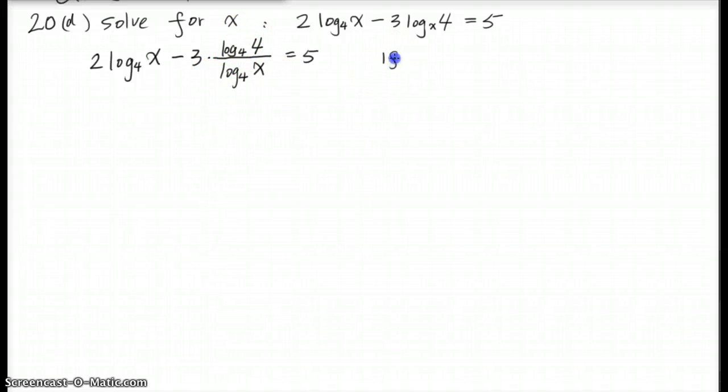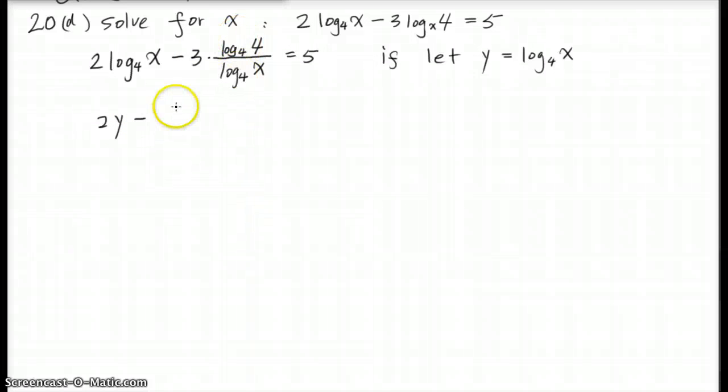And then if we want to solve for x, so we first want to find out how much log 4x is. So to make it easier for the equation, we let y equals log 4x. So then the equation is going to look like 2y minus, so this is 1, so it's gone, like 3 over y, right? 3 over y equals 5.